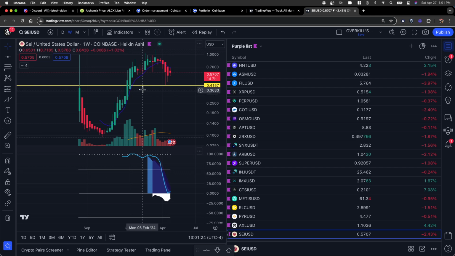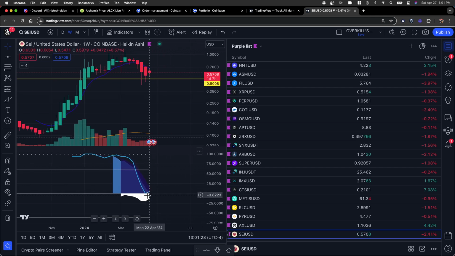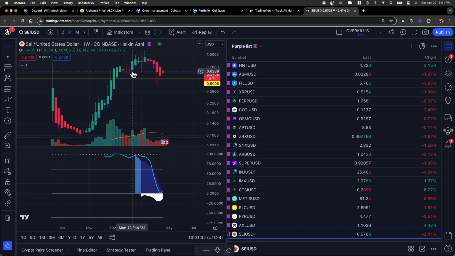Here's SEI. If you guys are playing this one, use a stop loss at 50 cents. Make sure it holds 50 cents. It is coming off the stochastic. Again, this thing's ran pretty hard and had a pretty big flush. I was telling you guys to sell it up here at $1. It's at 60 cents now. So you just experienced a 40% dip if you were getting greedy up here.